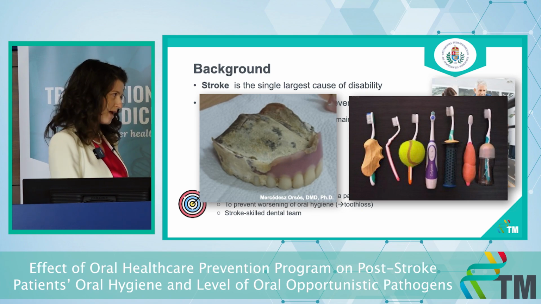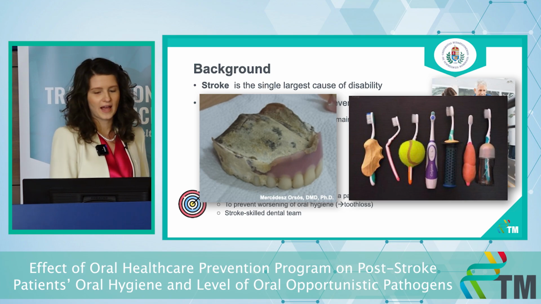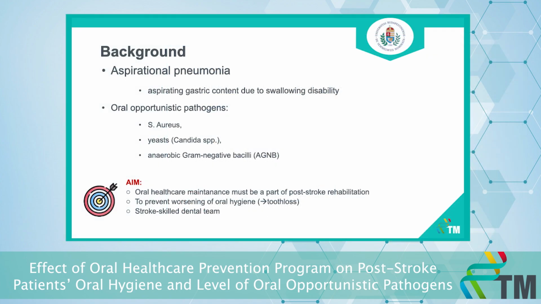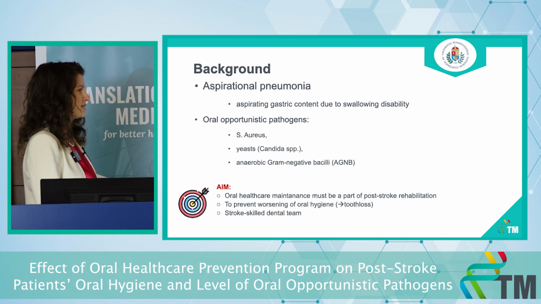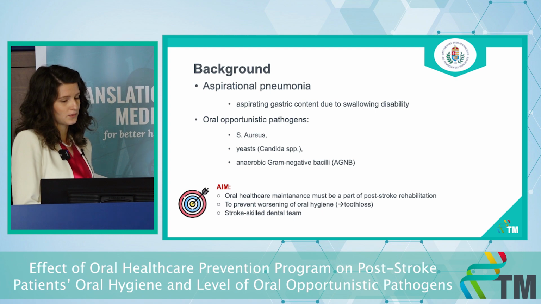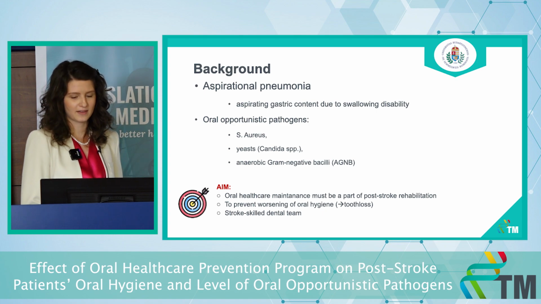However, just with a little help, for example, personalizing toothbrushes, we could help to maintain acceptable oral hygiene during their rehabilitation. Aspiration pneumonia occurs in every second post-stroke patient, and also with the worsening of oral hygiene and with the swallowing disability, oral opportunistic pathogens become the dominant part of the oral microbiome. So our aim is to investigate and to prevent the worsening of oral hygiene, thus preventing tooth loss.